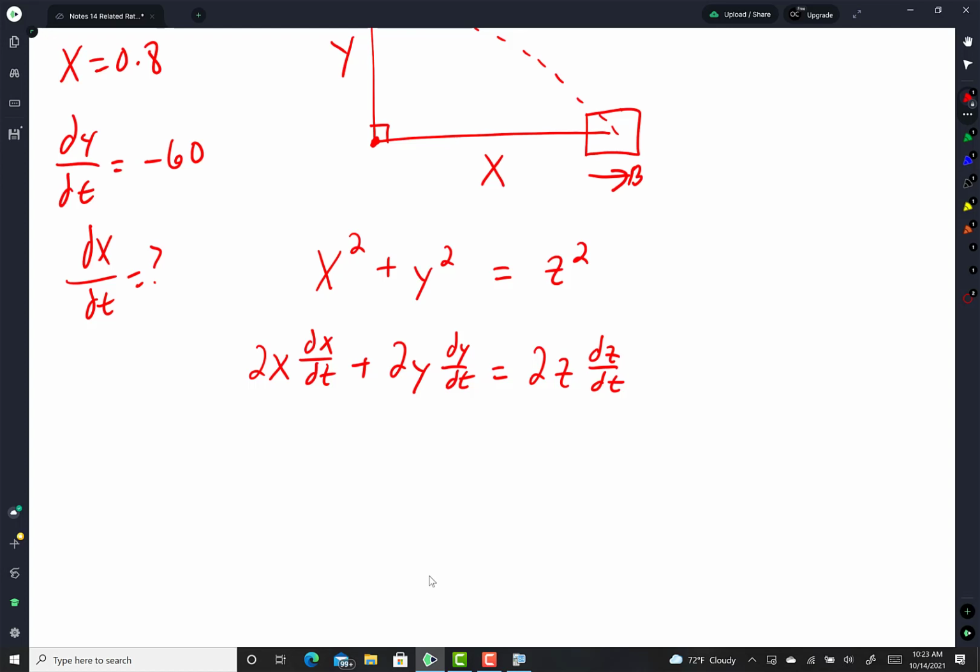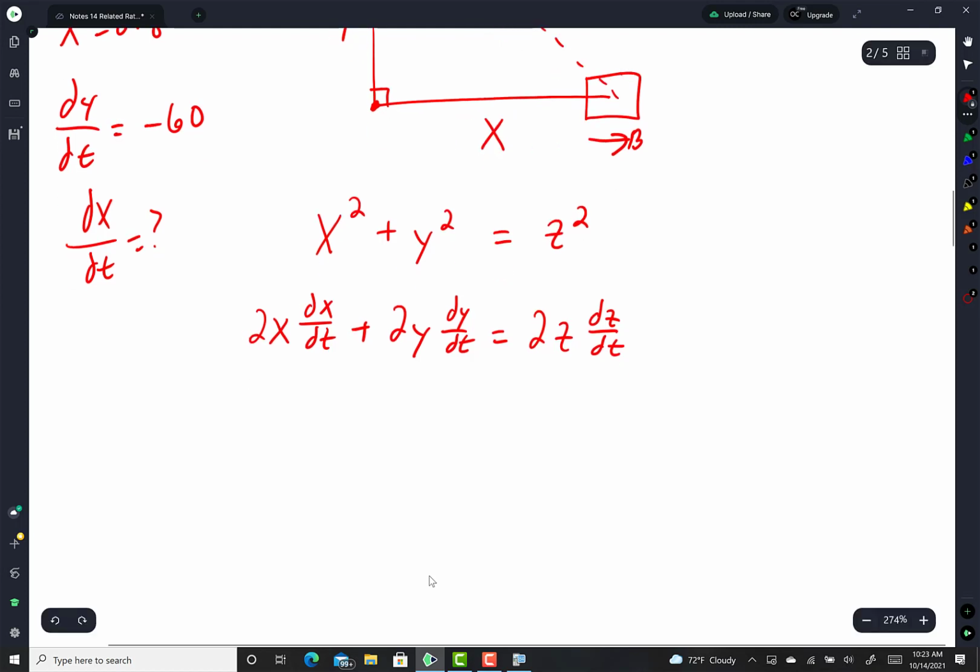So we've got everything we need. If you wanted, you can cancel out the 2's. You can factor out a 2 there and there, so you can cancel them all out. Divide everything by 2. Does that make sense?